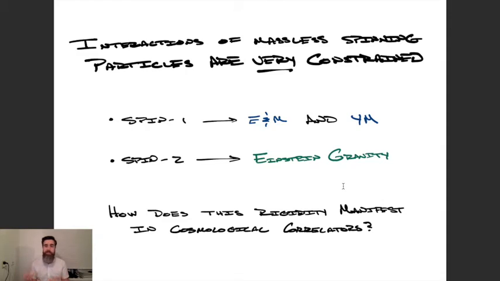If you want to have a massless spin 2 particle and you want it to mediate a long-range force, to lowest derivative order, it has to have the self-interactions mandated by Einstein gravity. And so there's a really rigid structure of consistent interacting massless theories in flat space. And one thing we want to understand is, how does this rigidity manifest itself in cosmological correlation functions?